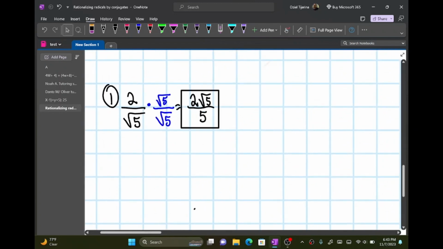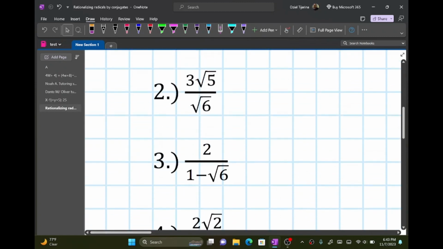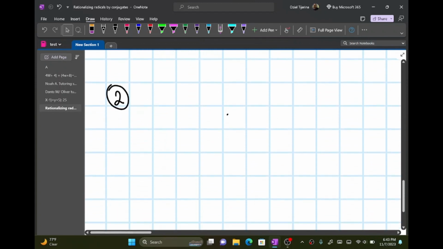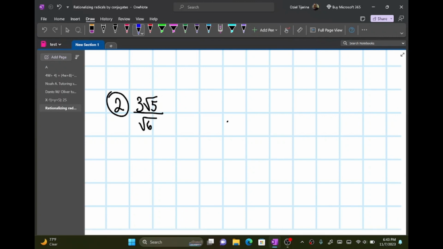Alright, so number 2 says the following. 3 square root 5 over square root of 6. So this one, we need to go ahead and do the same idea. We need to multiply by the square root of 6 on top and bottom. So here we have 3 square root 5 times the square root of 6 all over 6.